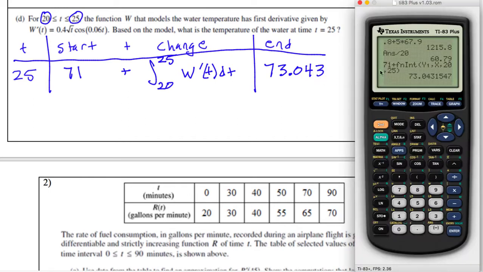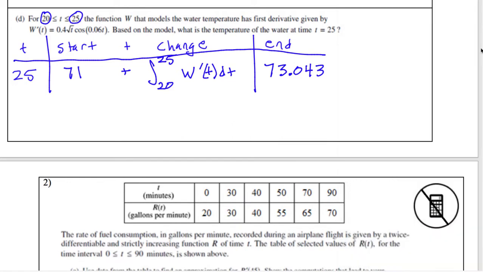73.043. And I'll leave that calculator up so you can see the work that I did. My y1 function was entered in my y equals. Just make sure that was correct. And how to score yourself here.